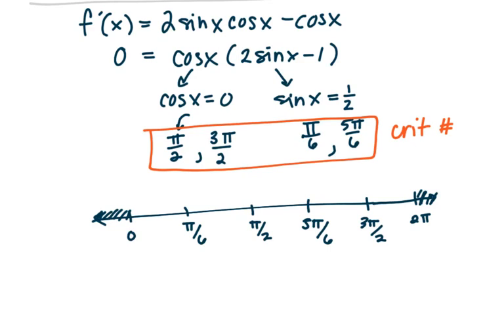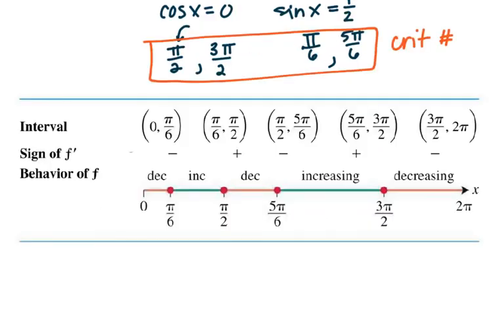So I'm going to bring in a picture. I've brought in this picture. I've got my critical numbers plotted on my number line, pi over 6, pi over 2, 5 pi over 6, and 3 pi over 2 in ascending order. And then we're going from 0 to 2 pi, and we don't want to go past 2 pi in this situation. And what we said in our last example was that we would pick a test value on each interval.